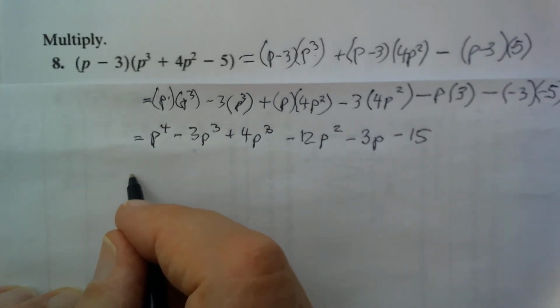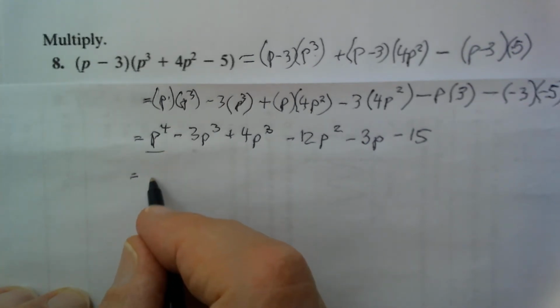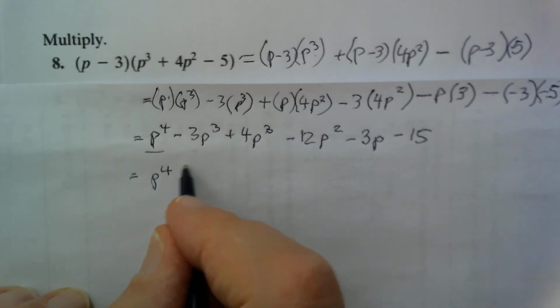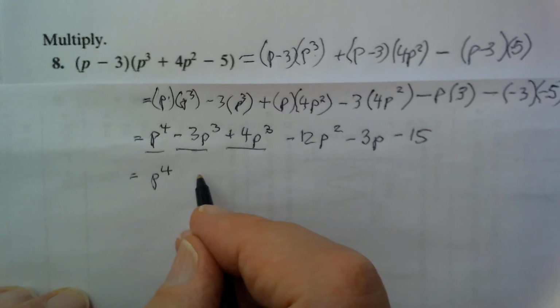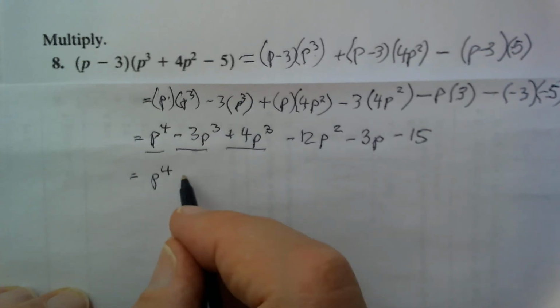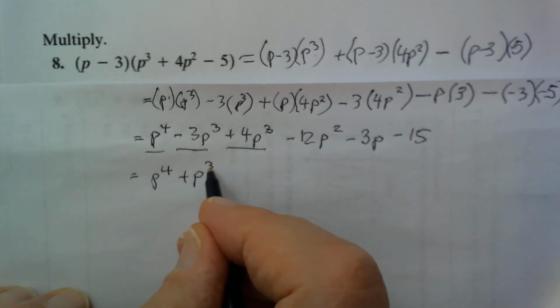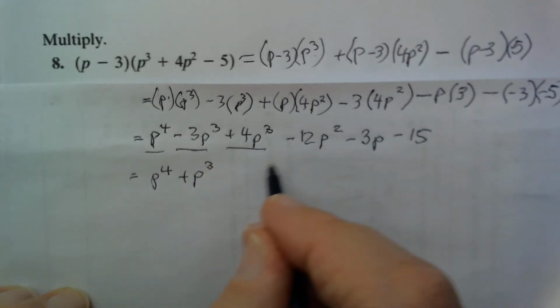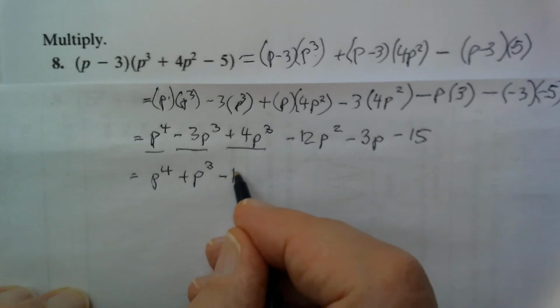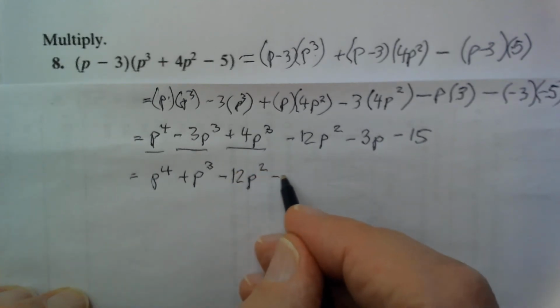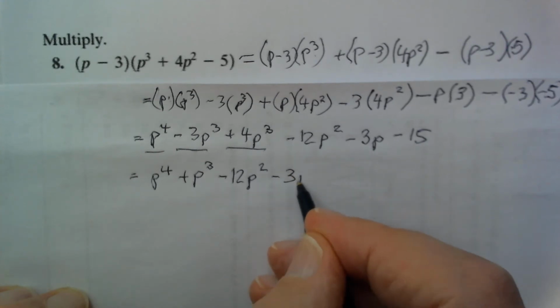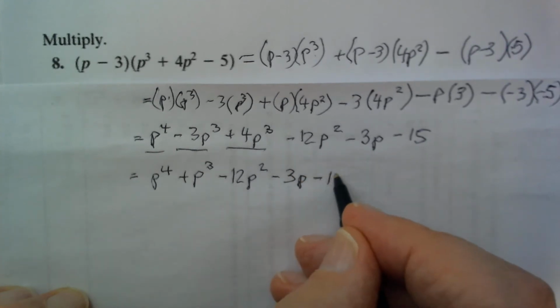Now we look for some like terms we can combine. Well, there's 1p to the fourth, and that's all. And then there's minus 3p to the third plus 4p to the third. So minus 3 plus 4 is 1, or simply p to the third power. And minus 12p squared, minus 3p, minus 15.